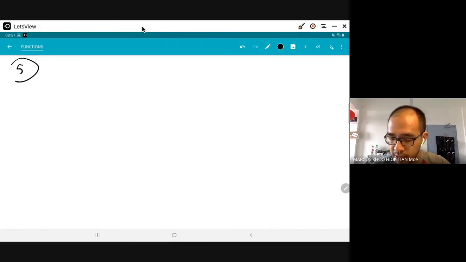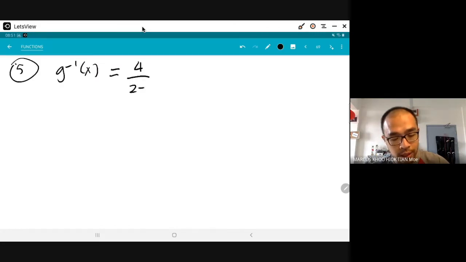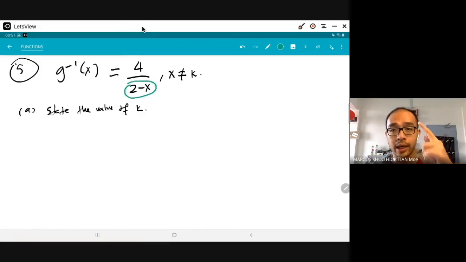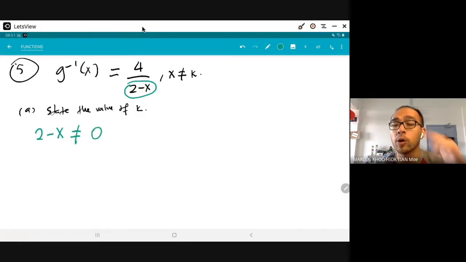Question number 5. Okay, so kamu diberi inverse function x equals to 4 over 2 minus x, tapi x tidak boleh sama dengan k. Okay, so nyatakan nilai k. State the value of k. Okay, so how do we find the value of k? What do we do? Ini bawah ini kita kasih tidak sama dengan kosong. So 2 minus x tidak boleh sama dengan 0. We always start with that.